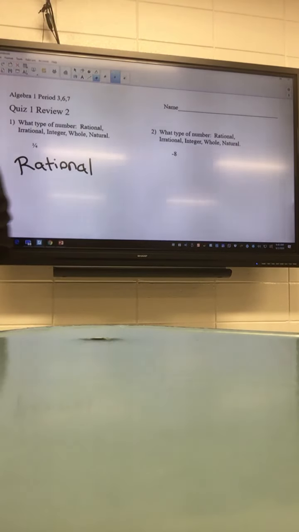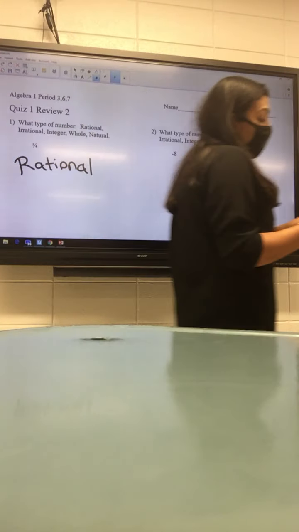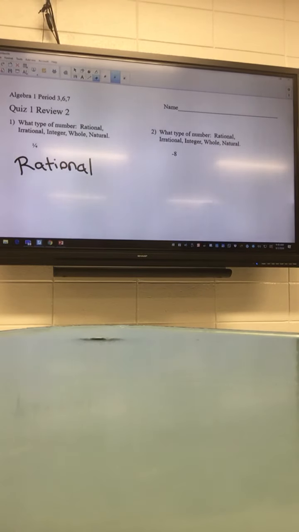It is rational. Is it anything else? No. Okay, -8. Is it a natural? No. Is it a whole? No. Is it an integer? Yes. So then what's the next answer going to be? Yes, okay, so it is an integer and it is rational.